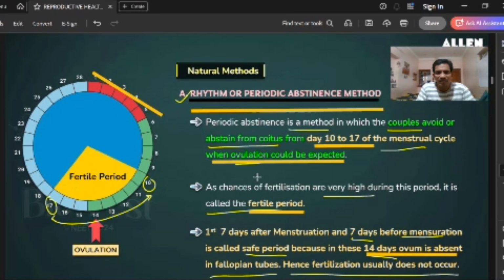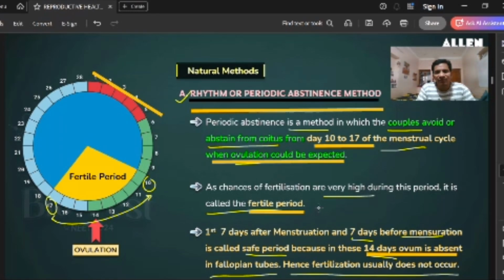Here there is no coitus. Here coitus is there. Here again it's not there. Like that, there will be skipping. We call it the rhythm or periodic abstinence method, also called the calendar method or the safe period. These many names are there for the first category, the rhythm method.